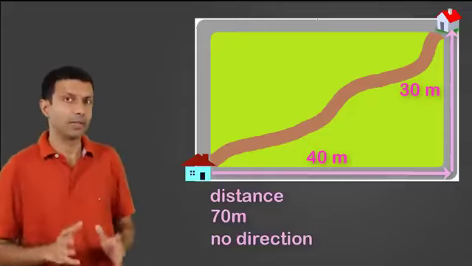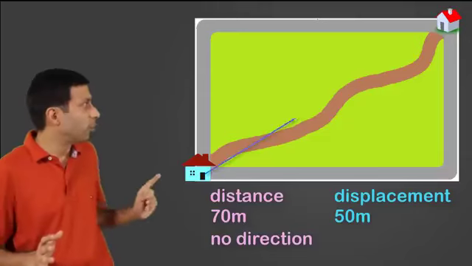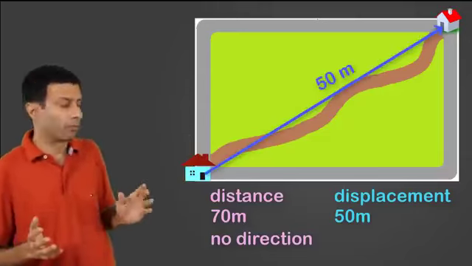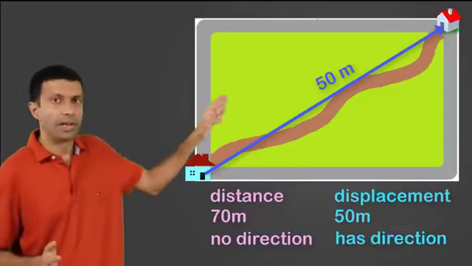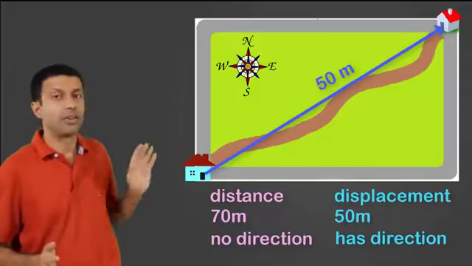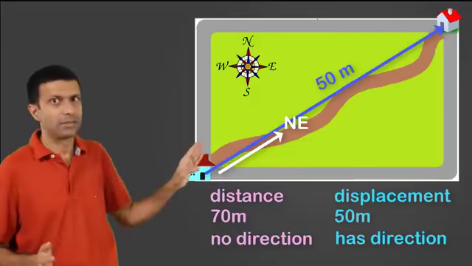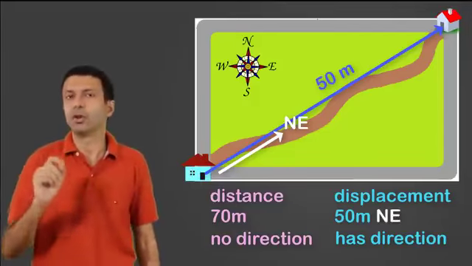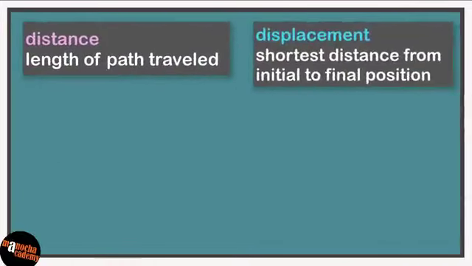But if you look at displacement, our displacement has a value of 50 meters. Now what is the direction? From the initial to the final position. So if this is the north in the map, our direction is going to be northeast. So your displacement will be 50 meters in the northeast direction. Let's put distance and displacement on our concept board.